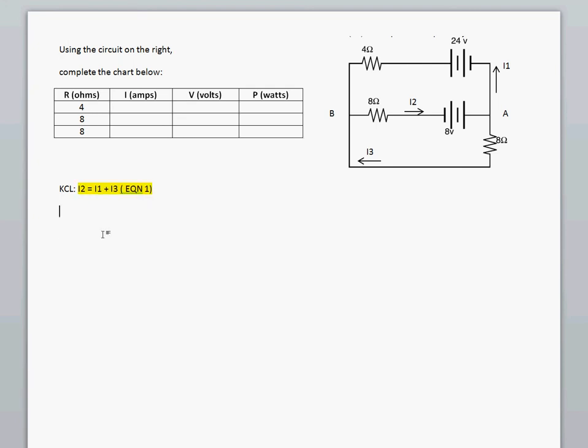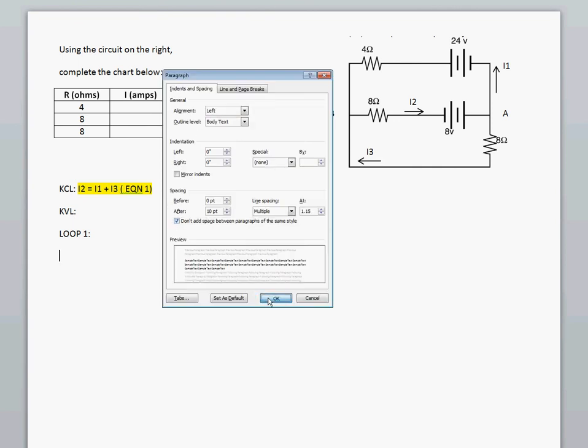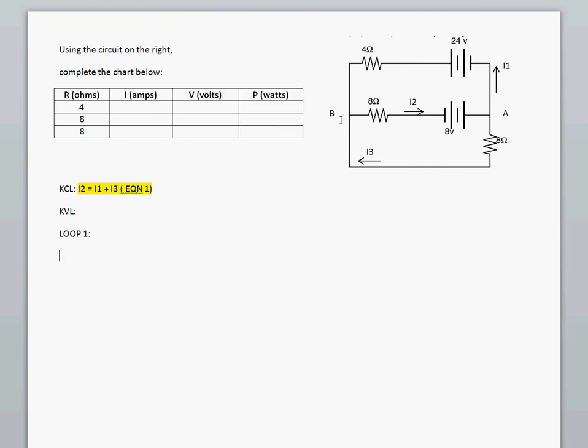Okay, so next we're going to use Kirchhoff's voltage law to look at the loops. The top loop, we'll call loop 1, and the bottom loop, we'll call loop 2. Let's write Kirchhoff's voltage law for loop 1. I'm going to start at node B, and again we assume current flow is counterclockwise around the loop.